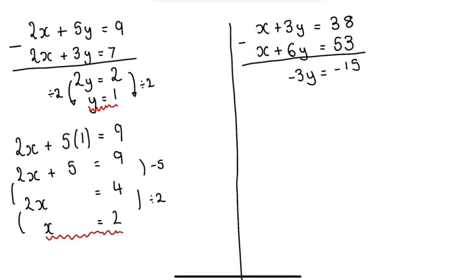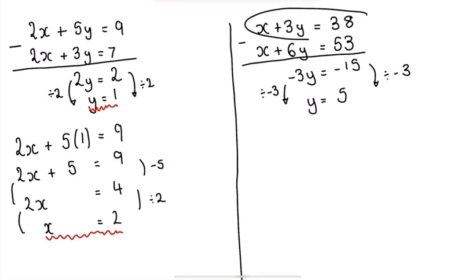Now again, we're going to solve for y. We're going to divide both sides by negative 3, because we want to get rid of that negative 3, so we've just got y on its own. Now negative 15 divided by negative 3 gives us 5. So y would be 5. Now we're not done there. We need to now find the other value, which is x.